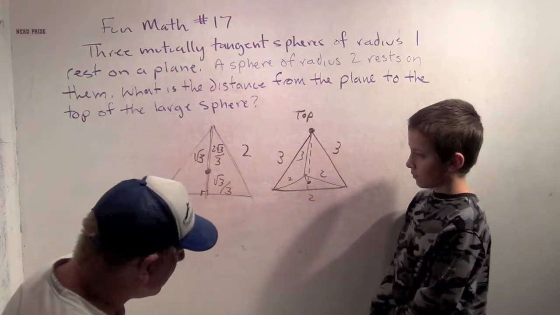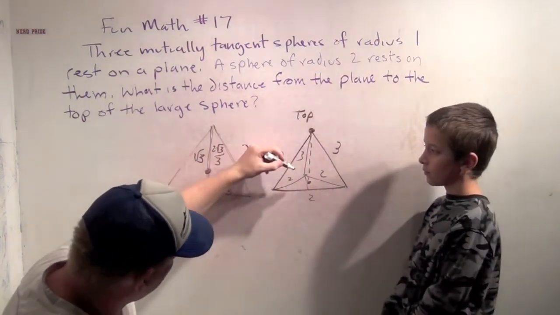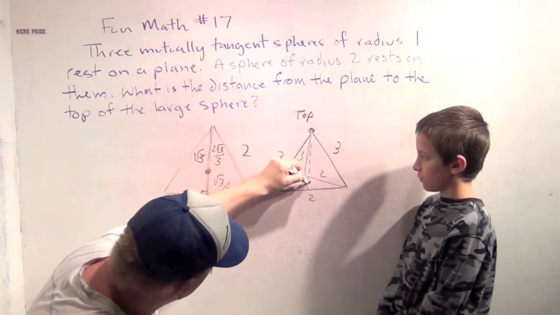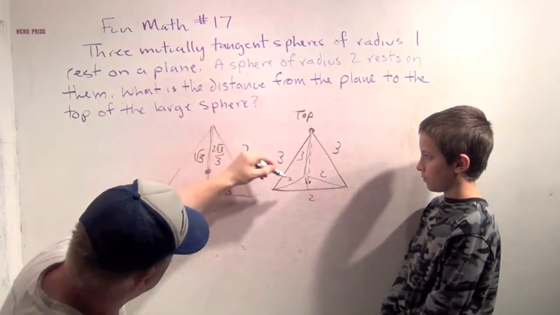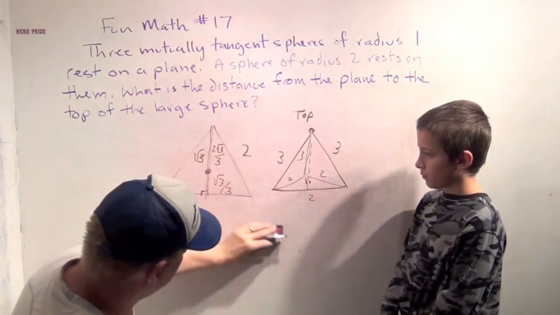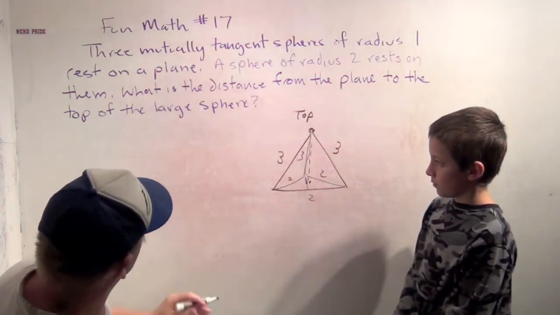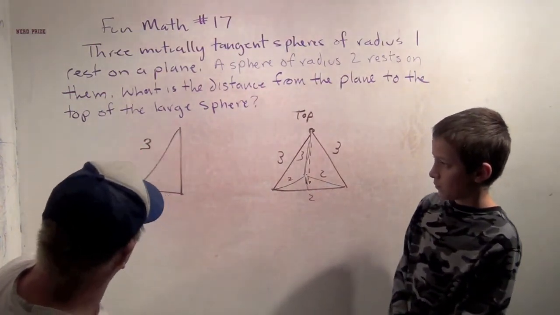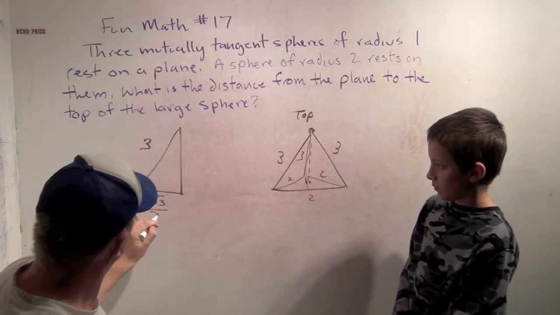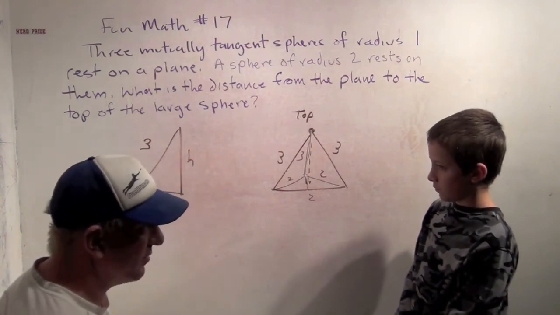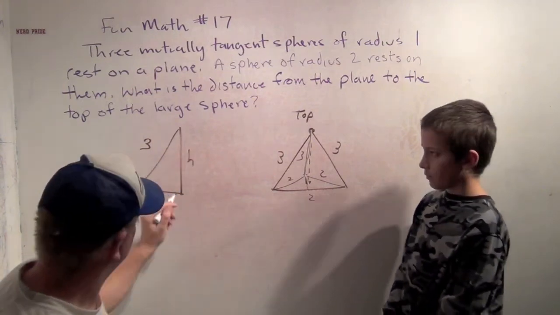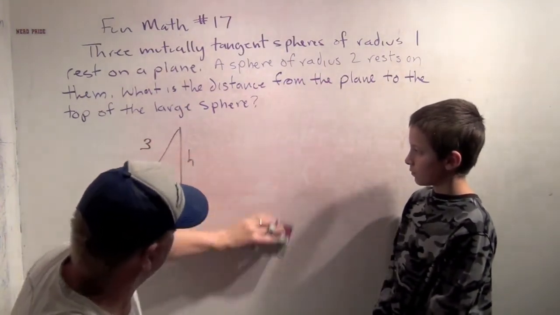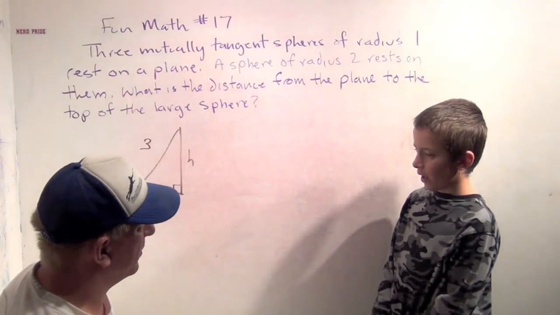I know, for example, that I have a right triangle here now. Goes up 3, goes across 2 square root of 3 over 3, and then height. Okay, so let me draw that. 3, 2 square root of 3 over 3, and then height. That's what we're trying to solve for. Okay, so I have a right triangle. What equation do I use with my right triangle? Use the Pythagorean theorem again.